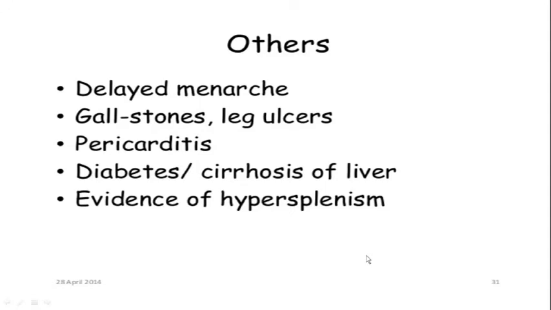Then other manifestations can be gallstones, leg ulcers, which are again very common, pericarditis, then diabetes. These are all transfusion related complications because of the iron deposition. Can have diabetes or cirrhosis of liver, or evidence of hypersplenism, leg ulcer or gallstones.